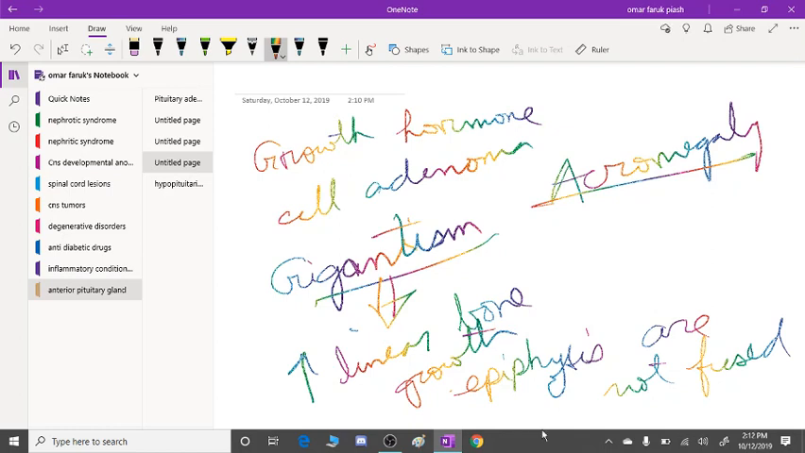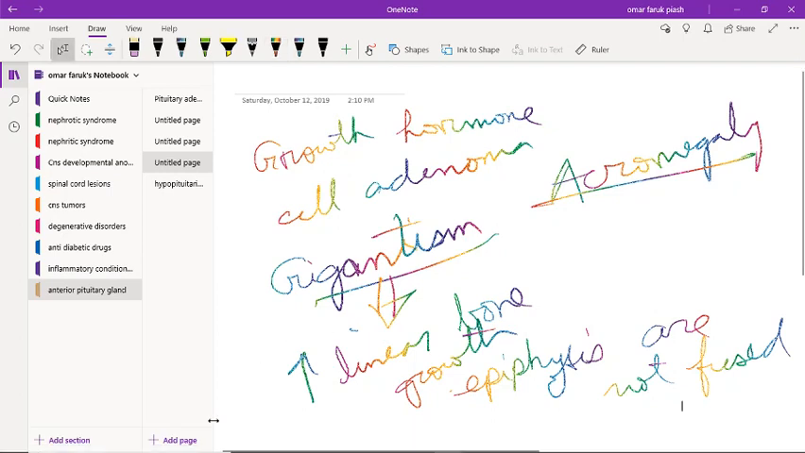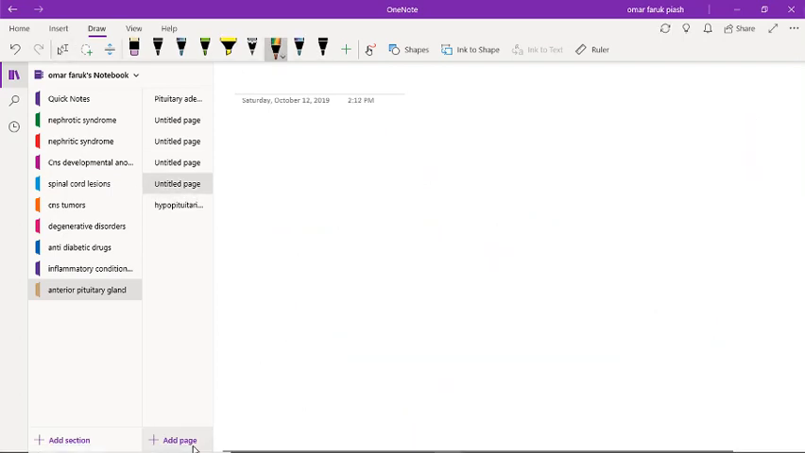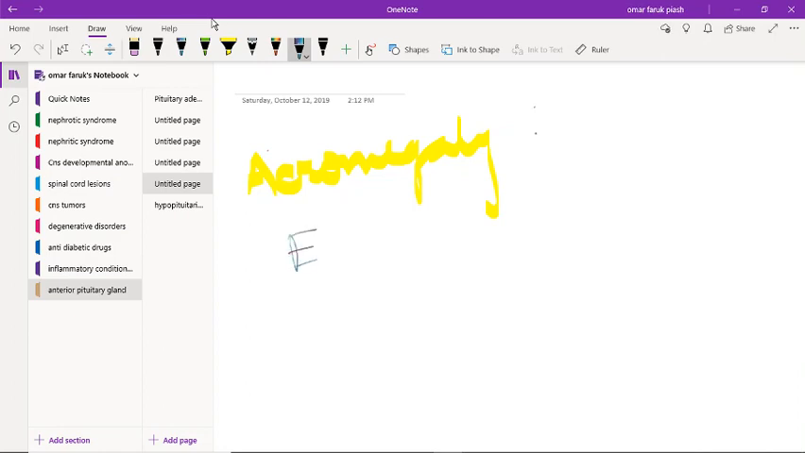On the other hand, if it happens in adults, it is called acromegaly. What happens in acromegaly? There are enlarged hands and feet.